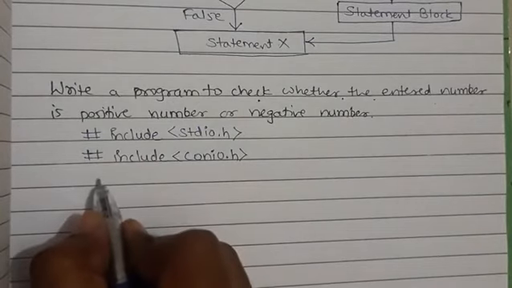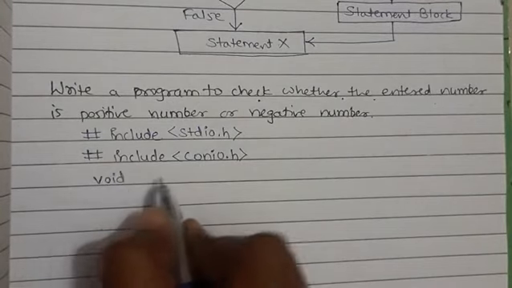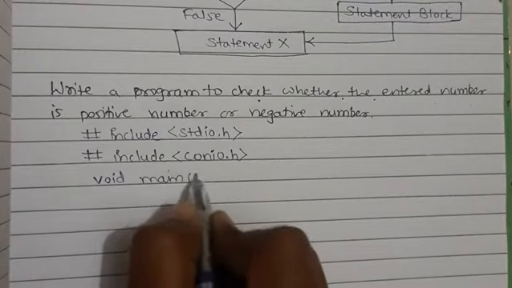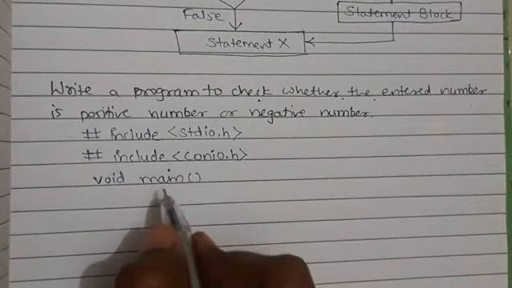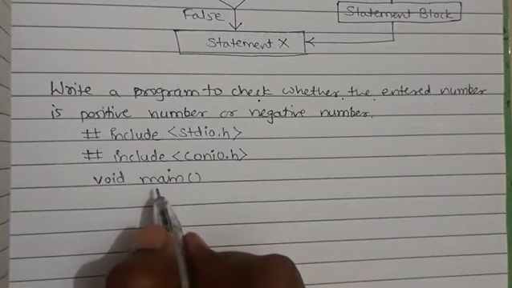After this we write void main. This is the main function, and our compiler starts the execution from the main function, so our program should contain it. After the main function we declare certain variables. For this program we have to take one number from the user and check whether that number is a positive number or a negative number.